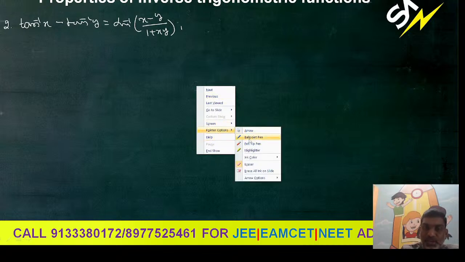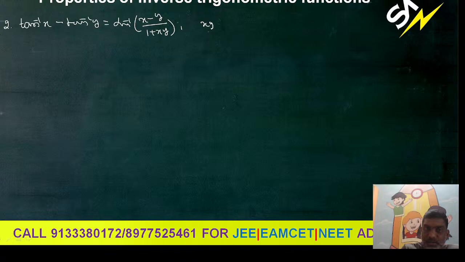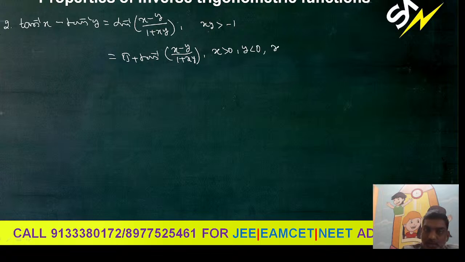Here we can give only one condition. The condition is xy greater than minus 1. Xy greater than minus 1 means x and y should have opposite signs; only then xy will be greater than minus 1. And the next formula, pi plus tan inverse of (x minus y) divided by (1 plus xy). Different conditions, what are they? x greater than 0, y less than 0 and xy must be less than 1.